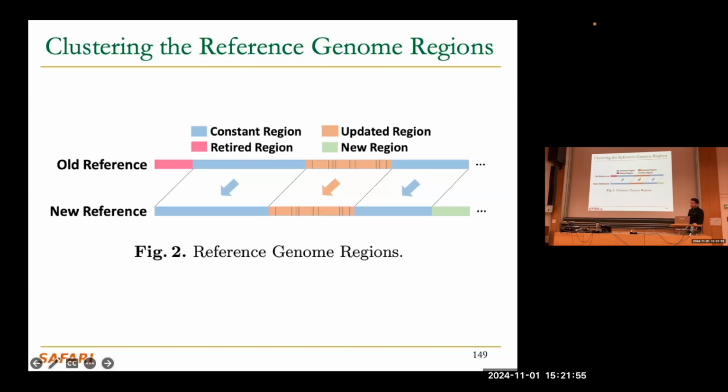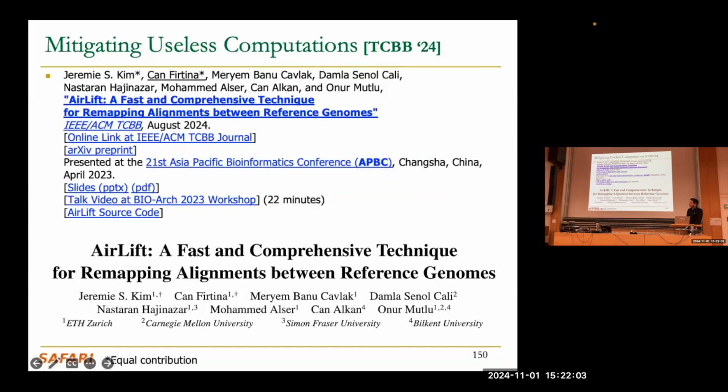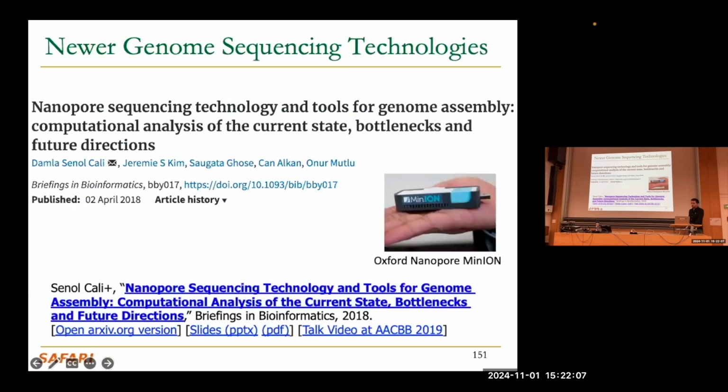Then we do some further optimizations for the updated regions and so on. So this is basically purely an algorithmic optimization, and this reduces the useless computations that you would be doing when moving to a new reference genome.